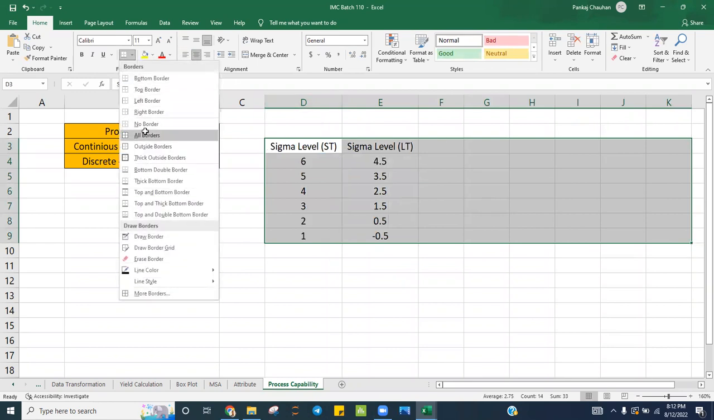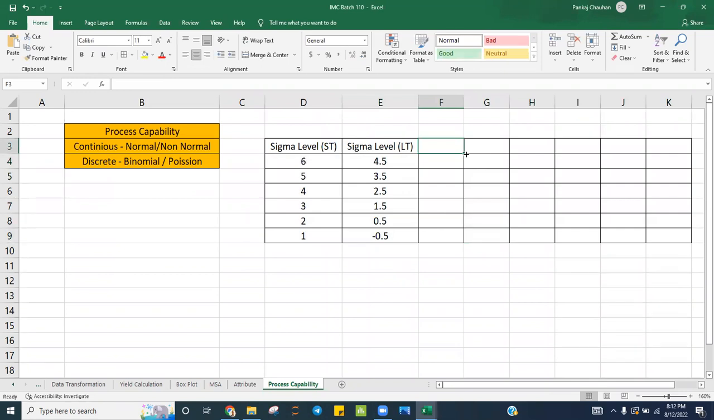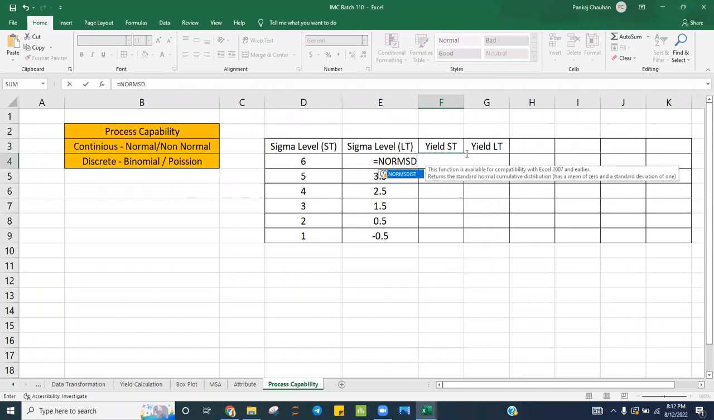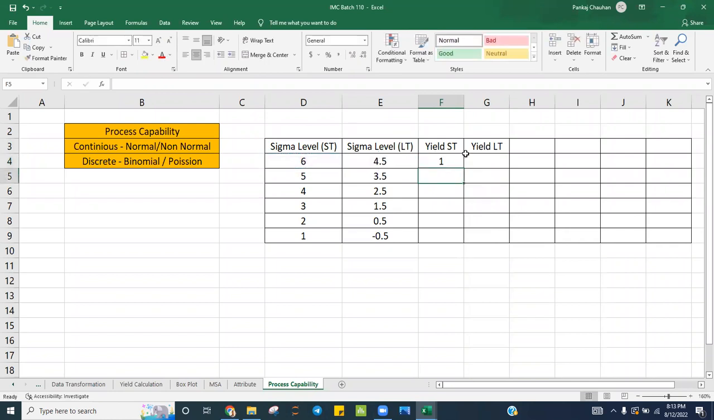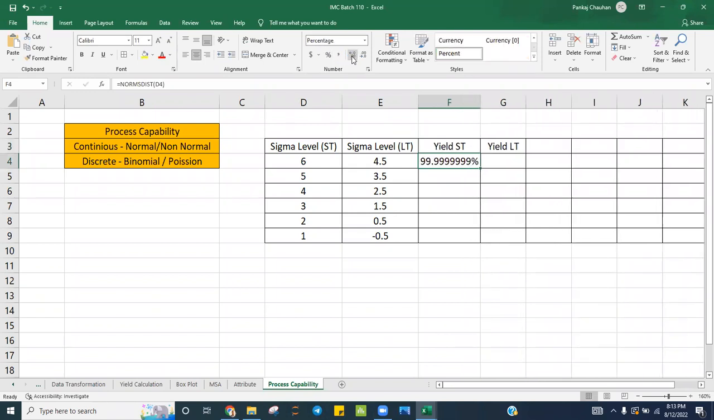Another way of understanding this is that you can convert this into the yield. Yield as in short term or yield as in long term. So how to convert sigma to yield? Again, I'm creating a formula. NORM.S.DIST, select your sigma 6, and here we go. So this yield is almost 100%. If you go with the decimal, after 7 decimal places, you will get a 0 value. And in a similar way, you can convert to the other values.